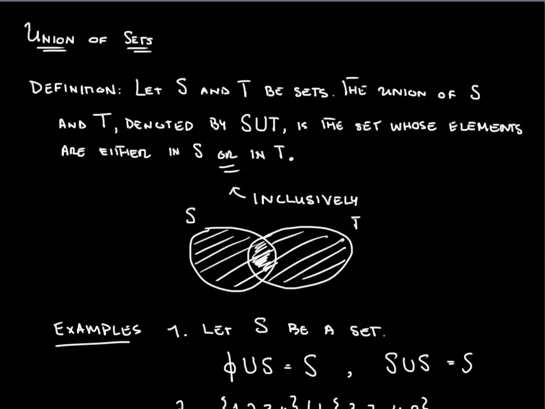Okay, so remember how we defined it. We have two sets S and T. The union of S and T is the set whose elements are either in S or in T. Remember, the or is inclusive. That is very important.